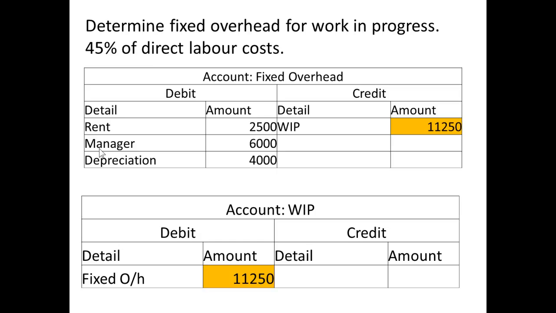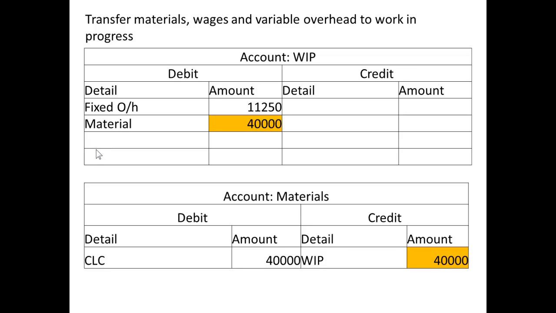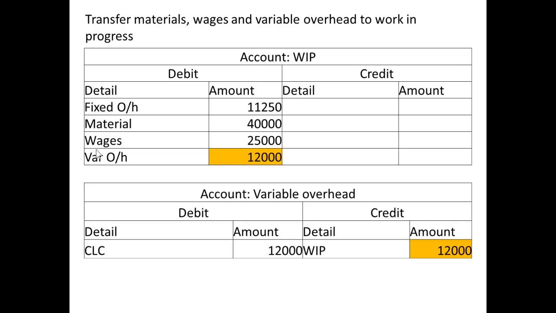And now we've got that, our work in progress will be 45% of direct labour costs, so we're going to credit the fixed overhead with 45% of direct labour costs, and that will give us a fixed overhead for work in progress of 11,250. You'll note the fixed overhead account hasn't balanced. We'll come back to that in a minute. We now transfer the wages and variable overhead to the work in progress, and our materials. So here we are, materials, wages, variable overhead, all gone to work in progress.